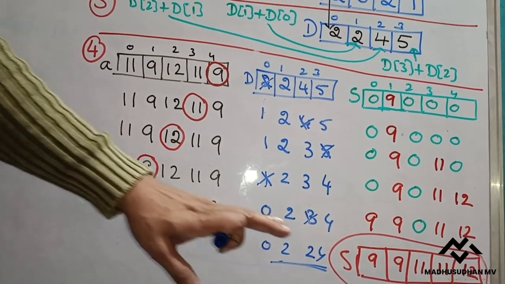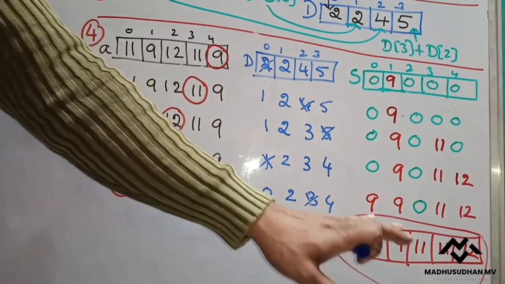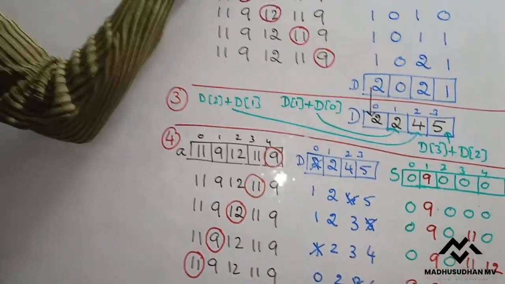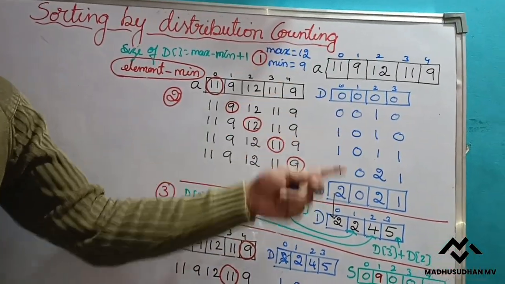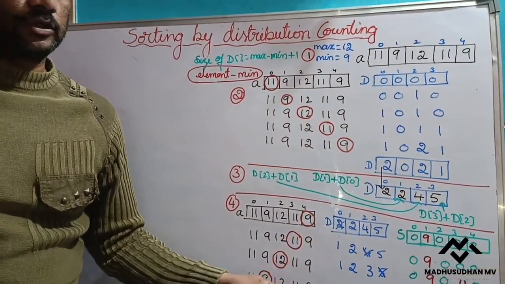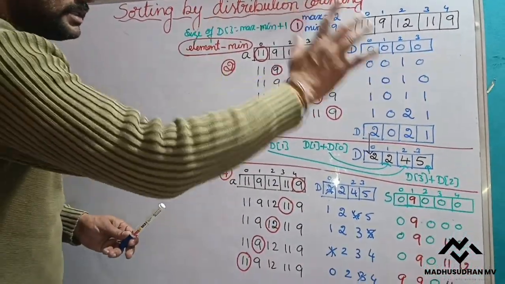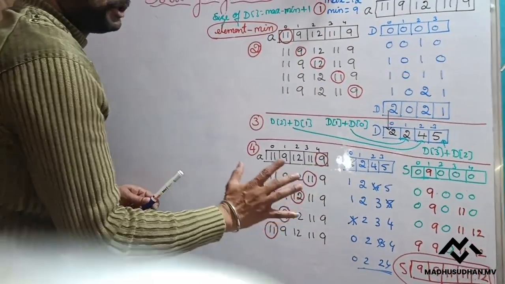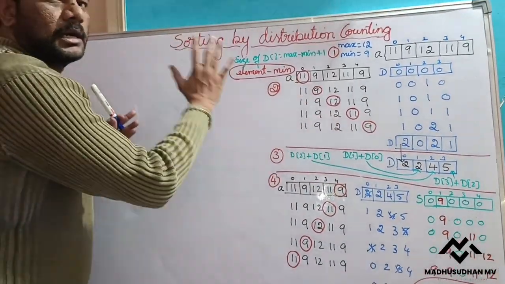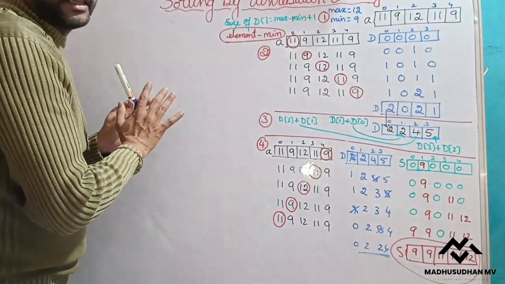That's it. We covered all the elements. Thus, we got the sorted array. This is how distribution counting sorts the given array. Okay, hope you people understood. Now, I will convert what we did pictorially into the form of an algorithm.